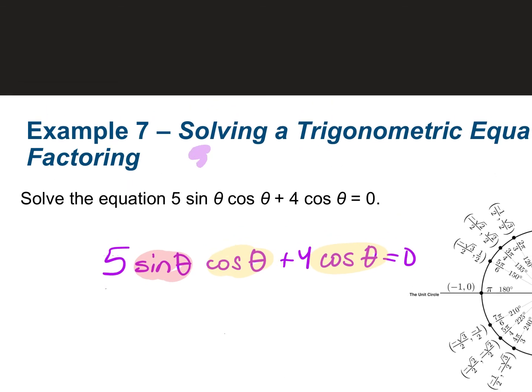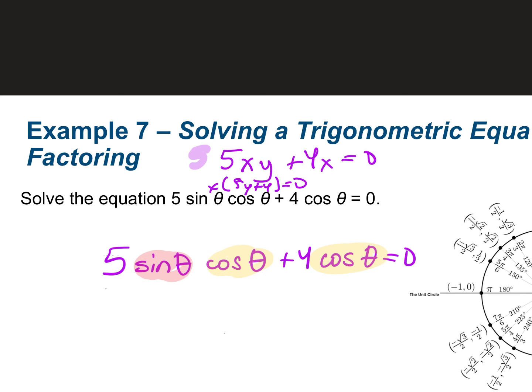If I said to you guys, 5xy plus 4x equals 0, and I said, okay, guys, solve this. What's the first thing we look for when we're factoring? Like terms, GCF, what do they both have in common? We would take the x out, and then we're left with 5y plus 4 equals 0, right? Set each equal to 0 and go, correct?